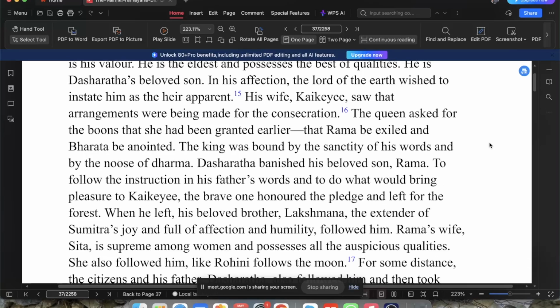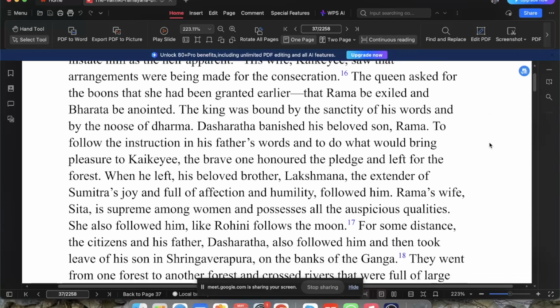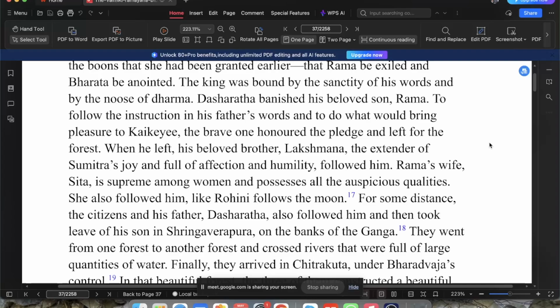Dasharatha banished his beloved son Rama to follow the instruction in his father's words and to do what would bring pleasure to Kaikeyi. The brave one honored the pledge and left for the forest. When he left, his beloved brother Lakshmana, the extender of Sumitra's joy and full of affection and humility, followed him. Rama's wife, Sita, is supreme among women and possesses all the auspicious qualities. She also followed him like Rohini follows the moon.